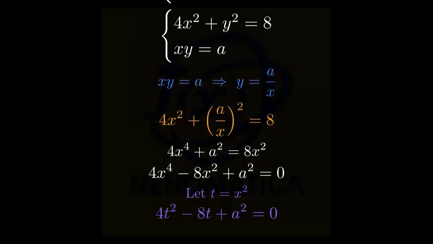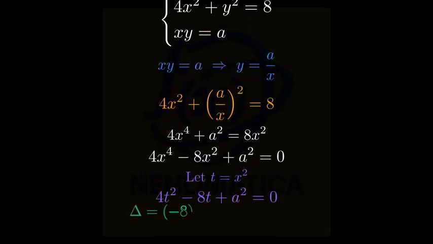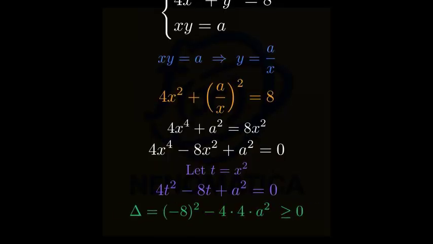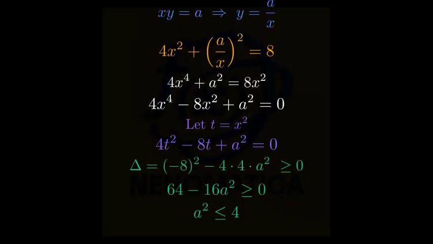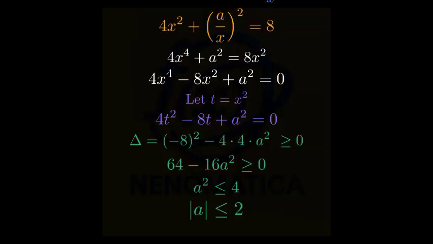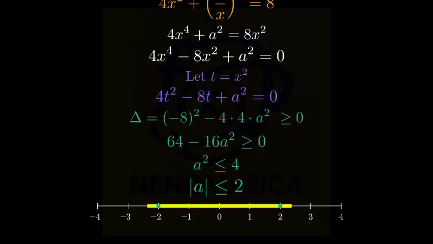For the original system to have real solutions, the quadratic in t must have at least one real solution with t equal to x squared. So t is non-negative. A necessary condition is that the discriminant is non-negative. The discriminant is negative 8 squared minus 4 times a squared. That must be greater than or equal to 0. Simplify the inequality. We get 64 minus 16 a squared greater than or equal to 0. Therefore, a squared is less than or equal to 4. So the parameter a must satisfy the absolute value of a is at most 2. Visually, all allowed values of a lie on the closed interval from -2 to +2.